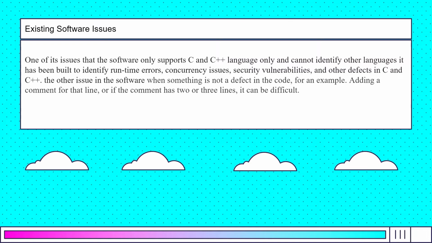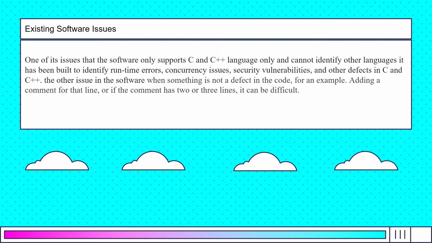Assalamu alaikum warahmatullahi wabarakatuh. I am Mumin Abdul Nafar Al-Azazi. I will speak about existing software issues. One of the issues is that the software only supports the C and C++ languages and cannot identify other languages. It has been built to identify runtime errors, concurrency issues, security vulnerabilities, and other defects in C and C++.